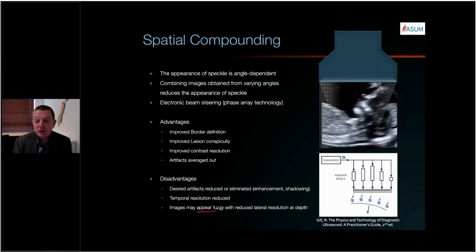Sometimes images can also appear a bit fuzzy, particularly at depth, and there may be a loss of lateral resolution. This happens because there's a small amount of refraction happening during beam transmission. So the echoes may be misaligned, particularly at depth and particularly beyond your focal point.